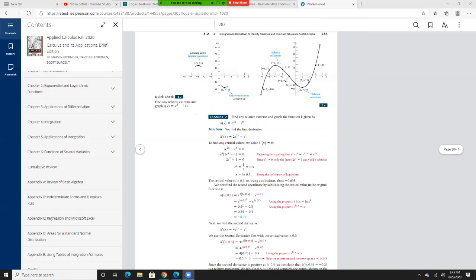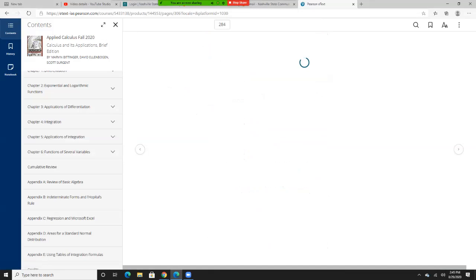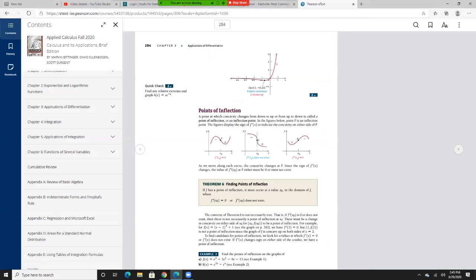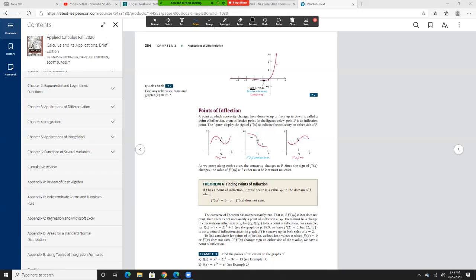So let's see if we can find a graph that illustrates that. Yes. If we take a look at this graph, we can see that the natural log of 1/2 is the x value here. And if we plug that back into the original equation, the original function, we realize that the y value is -1/4. So that allows us to plot with accuracy where the critical point is.